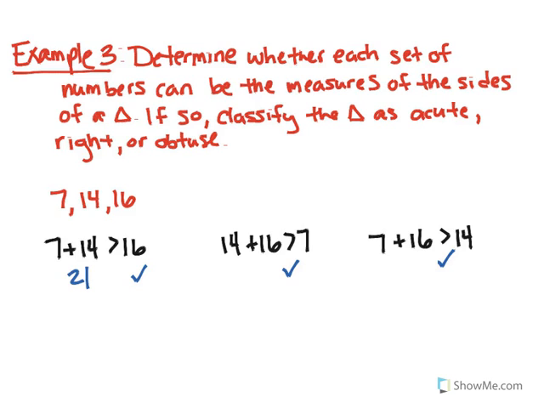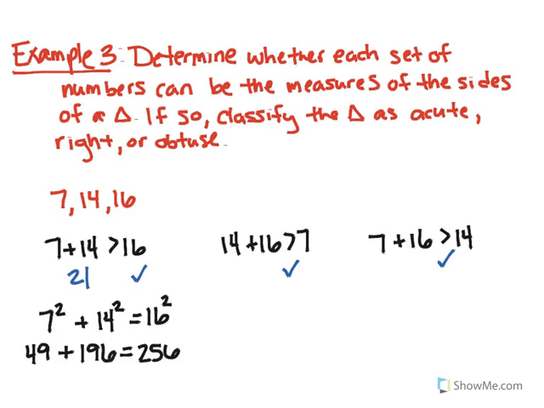We're going to use the smaller two sides as the legs and the larger as the hypotenuse. So we're going to see if 7 squared plus 14 squared is equal to 16 squared. We'll check this one first, because if this one works, then our triangle is a right triangle. This would give us 49 plus 196 equals 256. I'm just going to check to make sure that that's true or not, and we get 245 on the left-hand side. So this is not a right triangle.